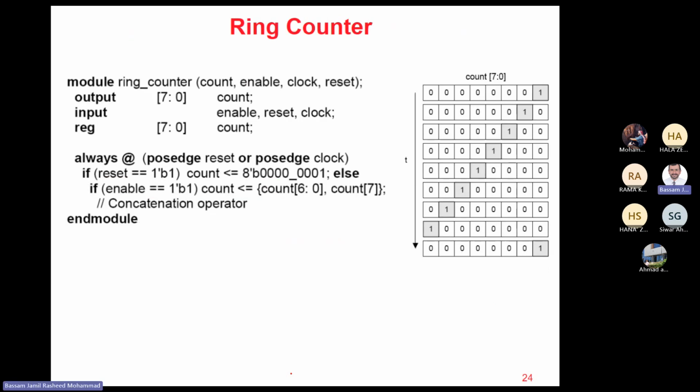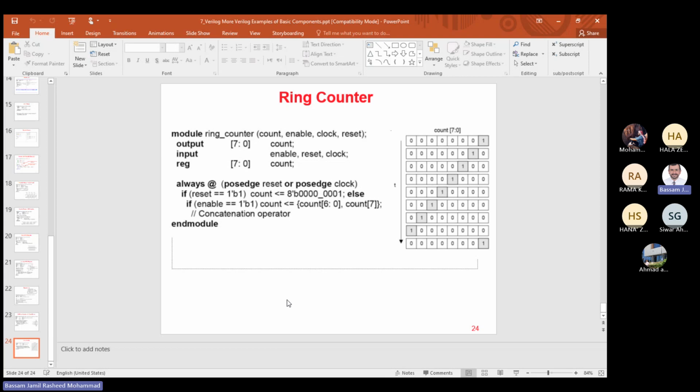This is a ring counter. I will let you take a look at it yourself. It's just shifting one through this ring register. Very simple example. With that, we conclude these examples of Verilog code that are commonly used in digital systems, and this concludes the Verilog lectures. Thank you very much.